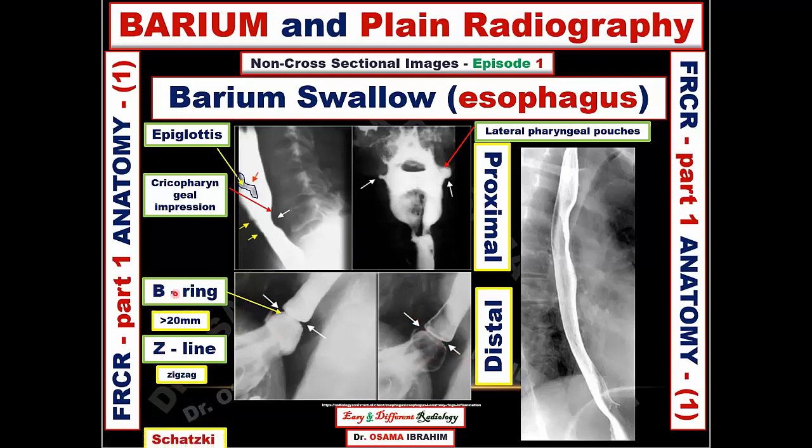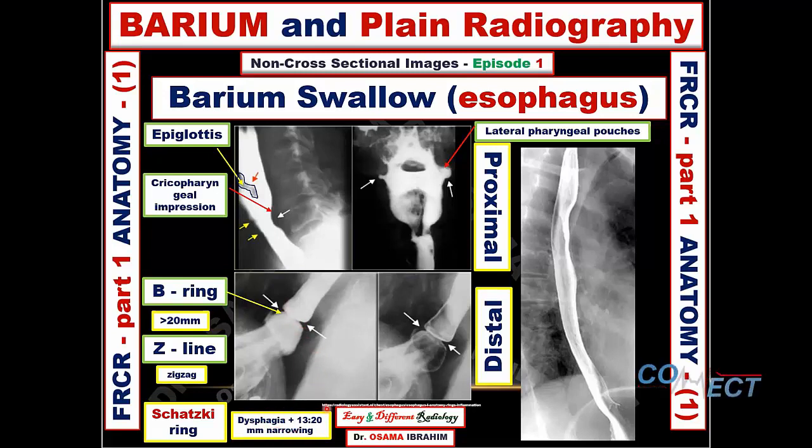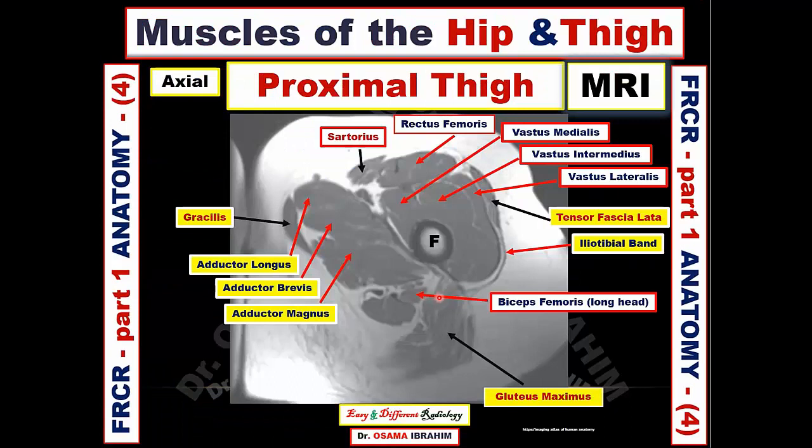These lines are anatomical variants as I mentioned. However, if it causes narrowing associated with dysphagia, and this narrowing is between 13 to 20 millimeters of the esophagus, then it is called Schatzki ring. Schatzki ring is a pathological structure or pathological description, not like the B ring.